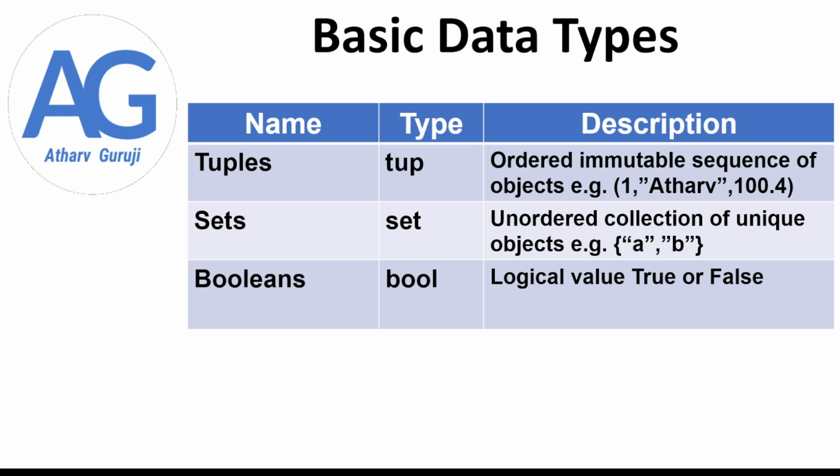And the last one is booleans. Booleans type is bool, and this is a logical value like true or false. You can assign like true or false. So we will cover all these in the details in upcoming videos.